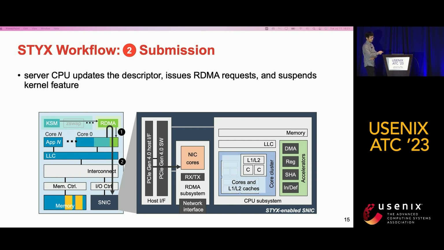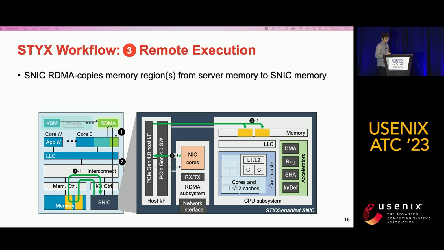Okay, so the second step is called submission. When KSM runs on the server CPU and encounters a function you want to offload, first, the server CPU will update the descriptor. For example, it will tell the descriptor which memory area to work on, and then it issues the RDMA requests and suspends the kernel feature. The third stage is remote execution. The SmartNIC will use RDMA to copy these memory regions from host memory to SmartNIC memory without involving any CPU cycles on the host side.